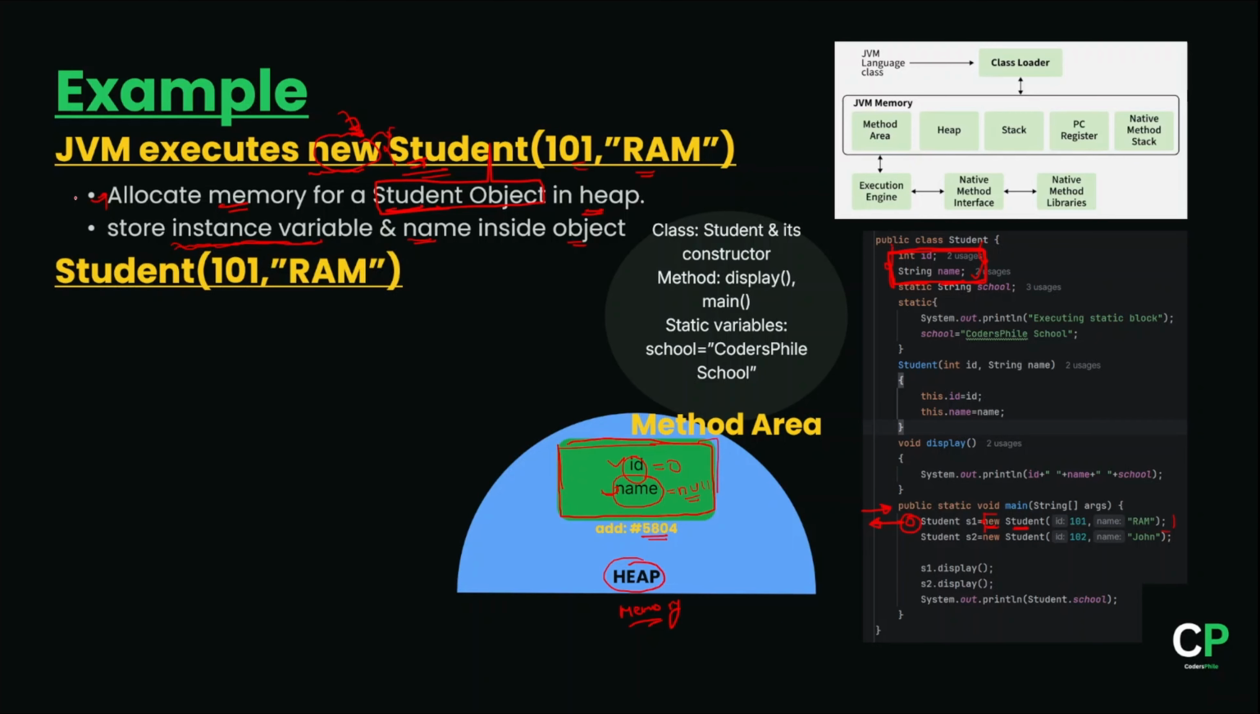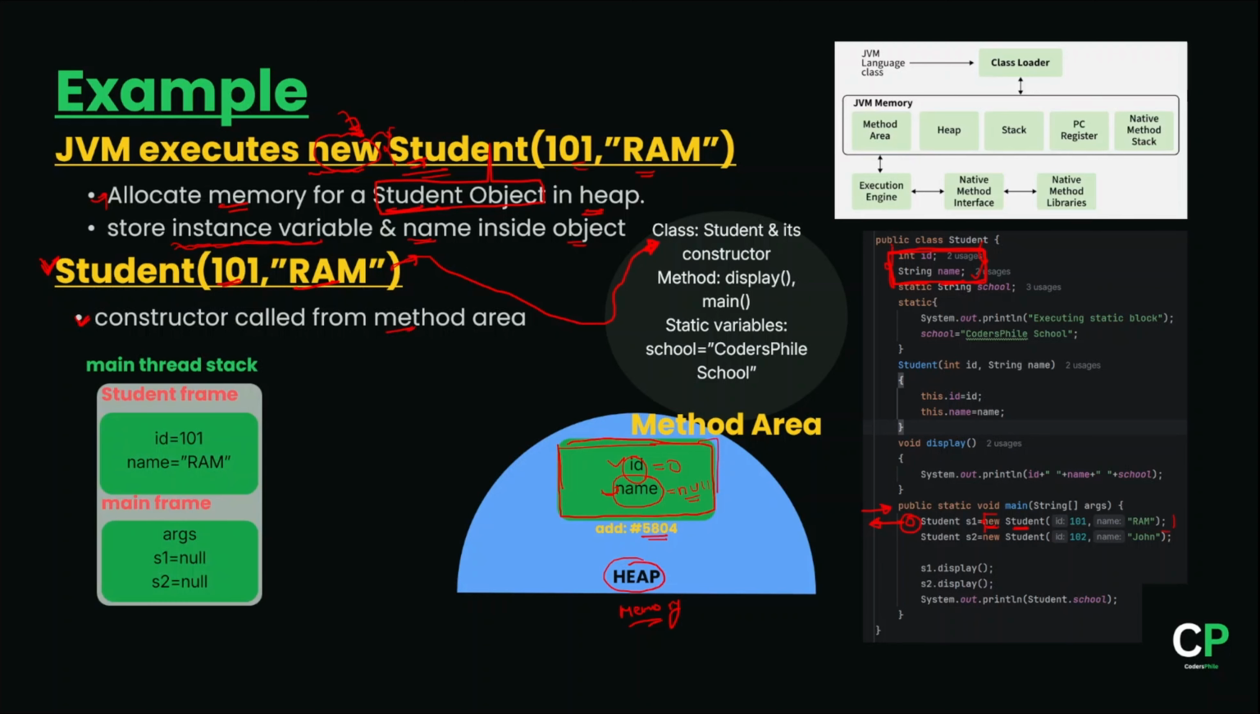And now this line will be executed, new Student(101, "Ram"). This is basically a constructor, and from where is this constructor loaded? This constructor code can be found in our method area. Since this is a method, for its execution its frame must be pushed into the stack. So the constructor will be called from the method area, and its frame, the Student frame, will be pushed into the stack.